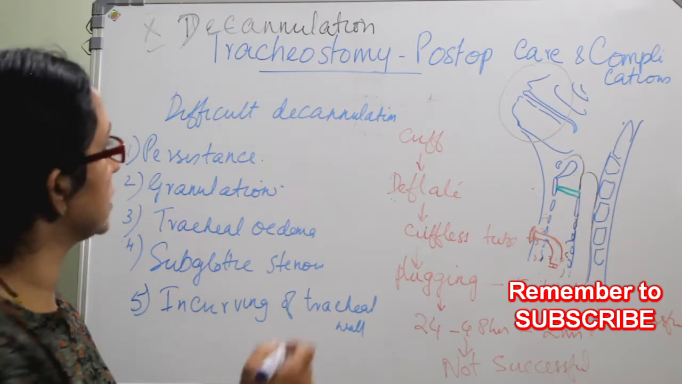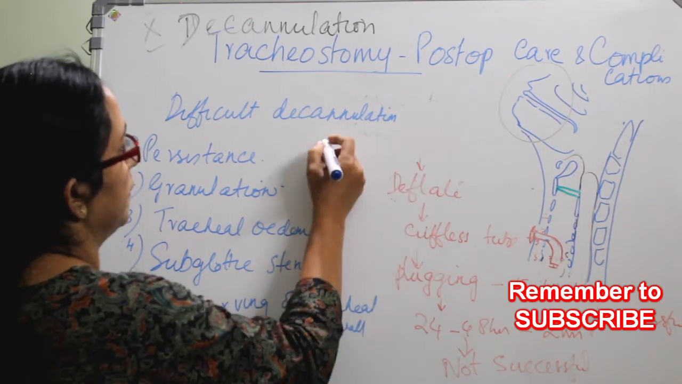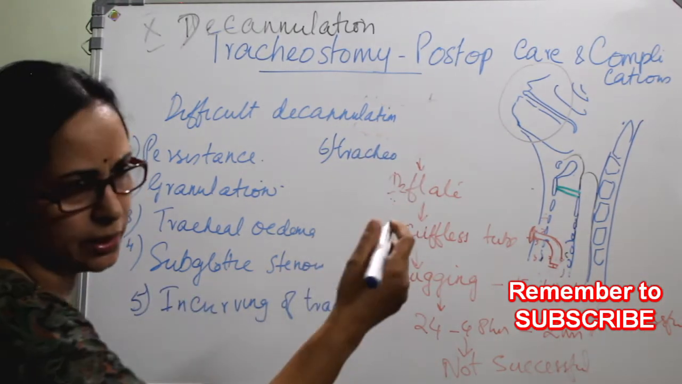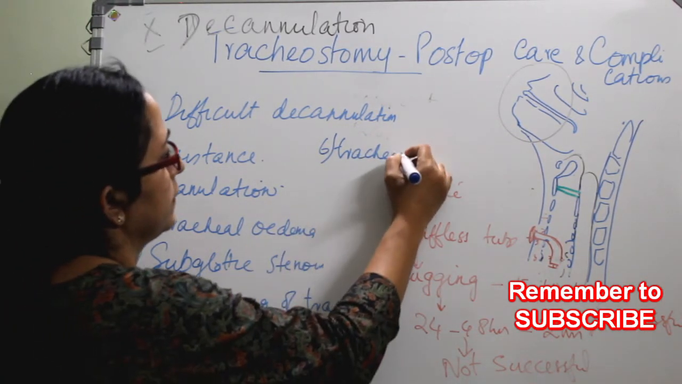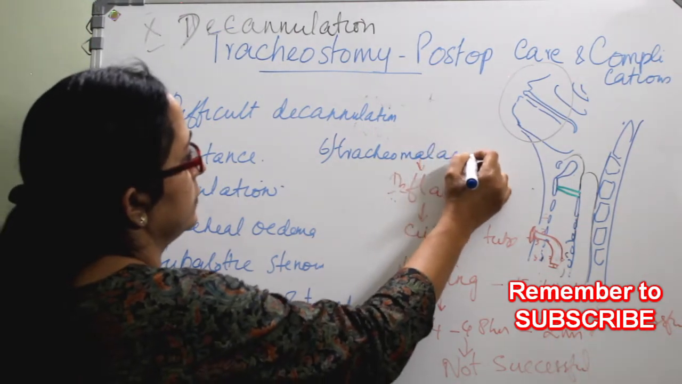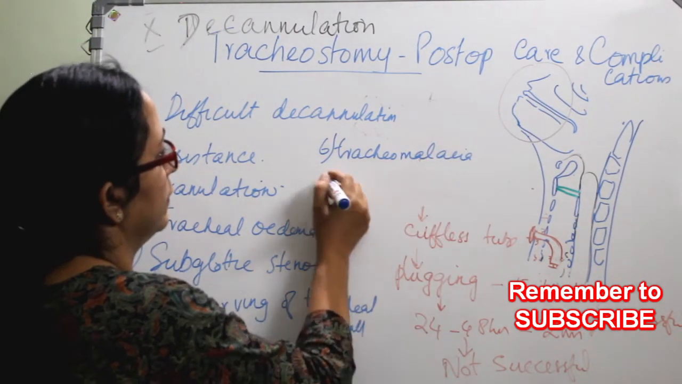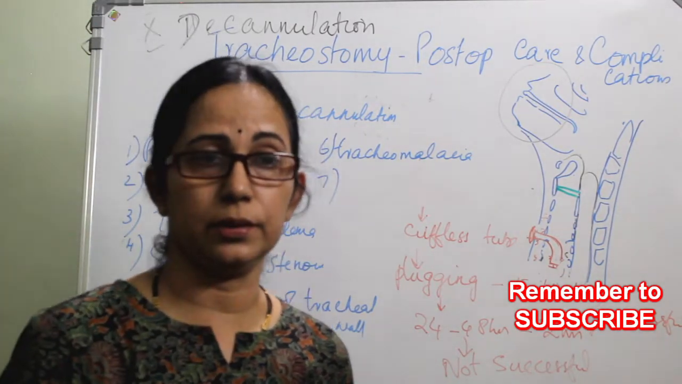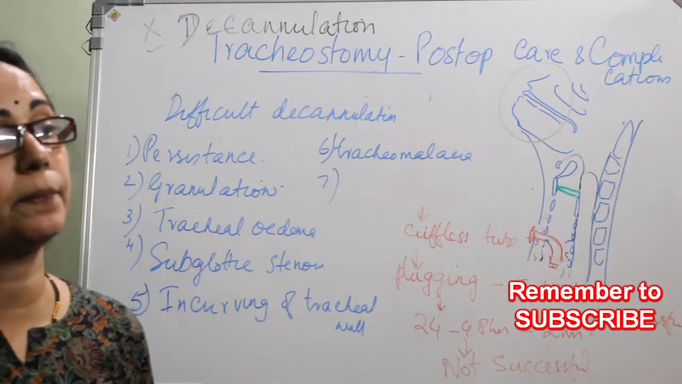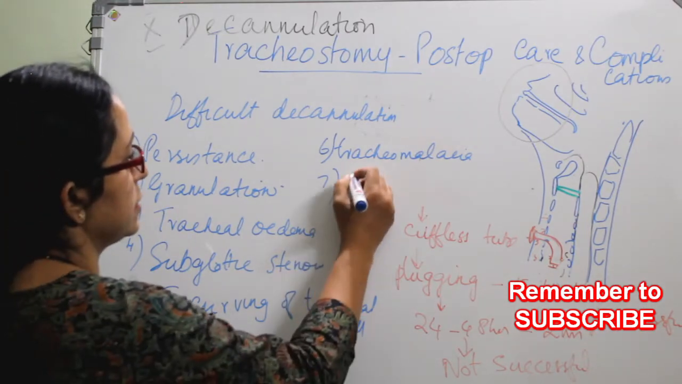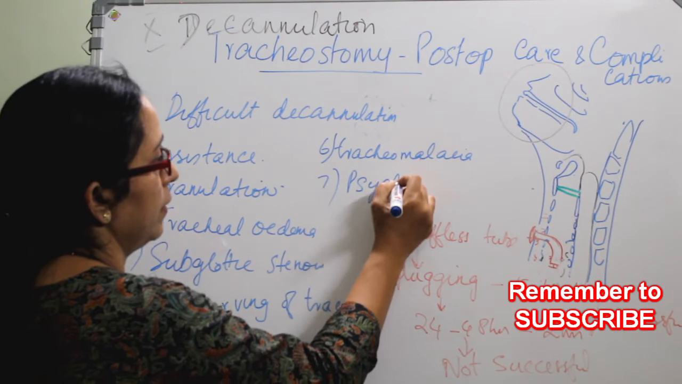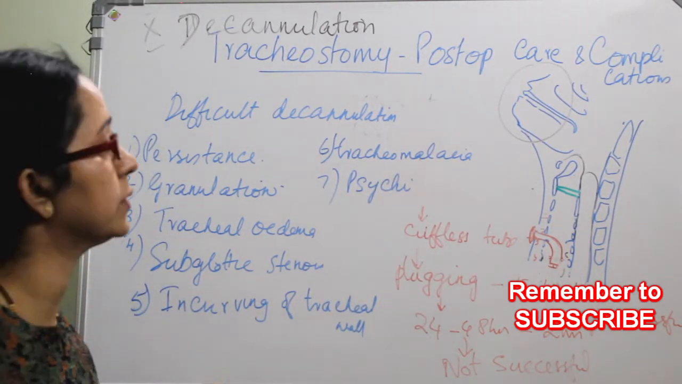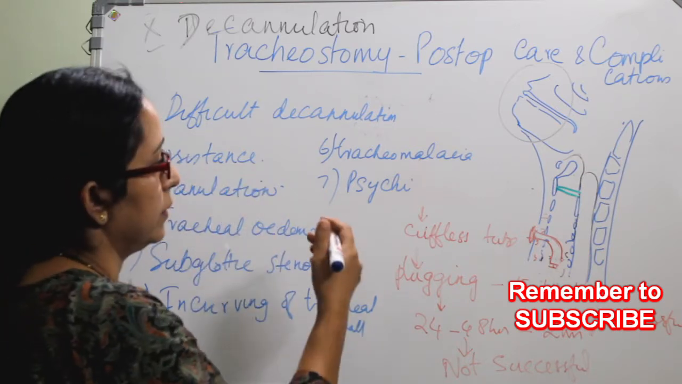Okay, then there is tracheomalacia, which especially happens in cases of long-standing tracheostomy. Then there can be psychological dependence on the tracheostomy tube, especially in children. The patient is too dependent on the tracheostomy, and they think that after removal they cannot cope with normal breathing.